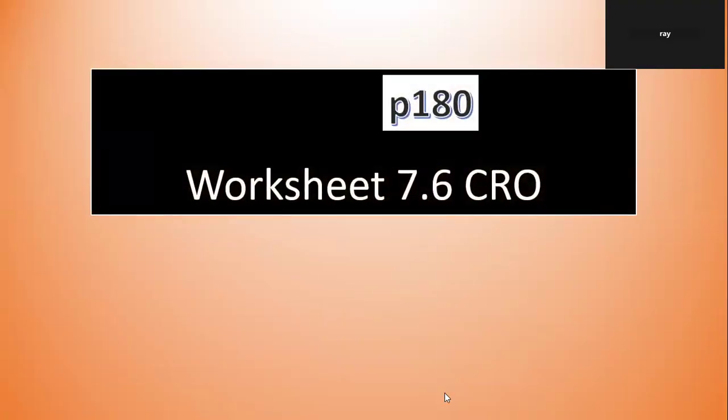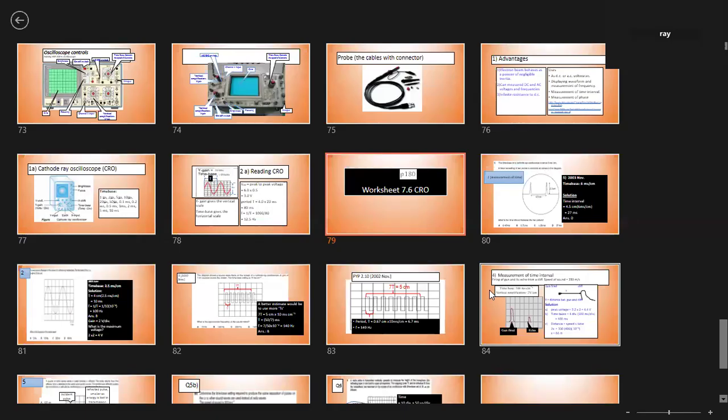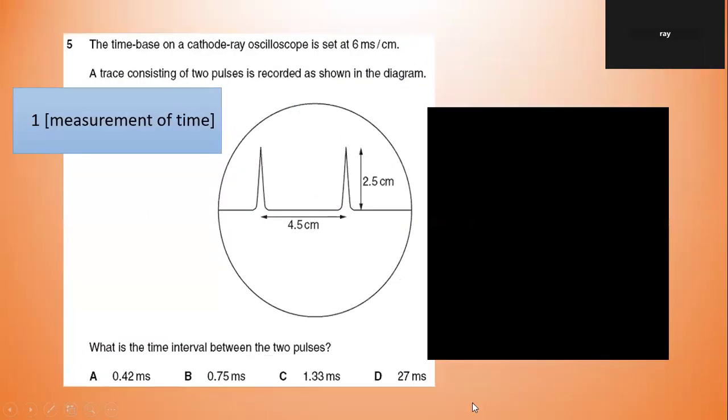Okay, let's go to the worksheet. Try this one. Time base on a cathode ray oscilloscope is set at 6 millisecond per cm, sorry. A trace consists of 2 pulses. It is recorded as shown in the diagram. What is the time interval between the 2 pulses? So you are using the CRO to measure time. What is the time interval between the 2 pulses?